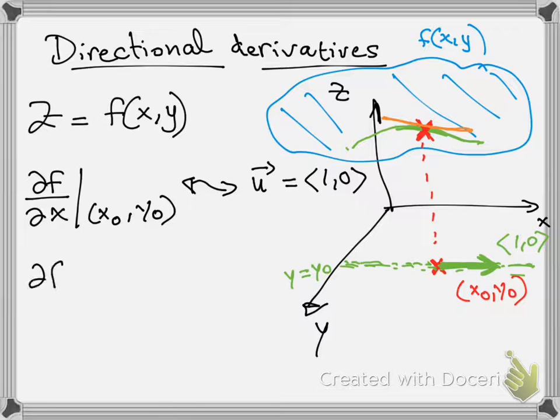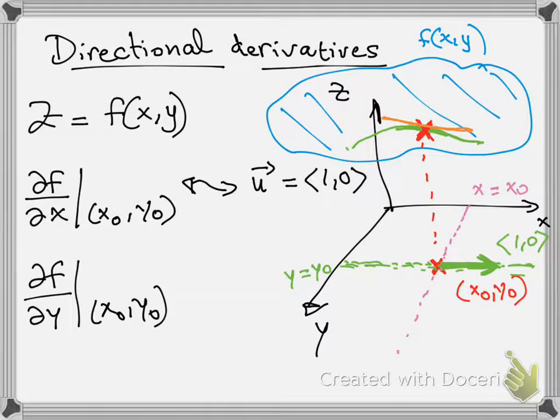Now, for partial f partial y at the point x0, y0, here x is a constant, so x is fixed. So x is equal to x0. So you have this line here, right? And the image of this line would be some curve here. Let's say this curve here, this one here, okay?